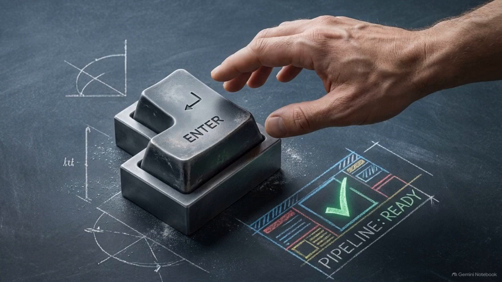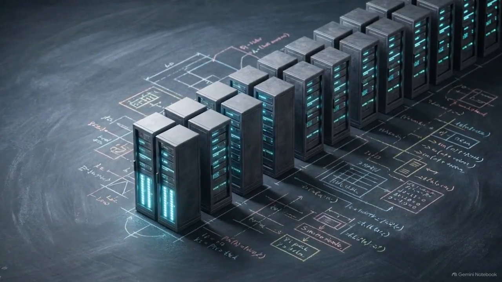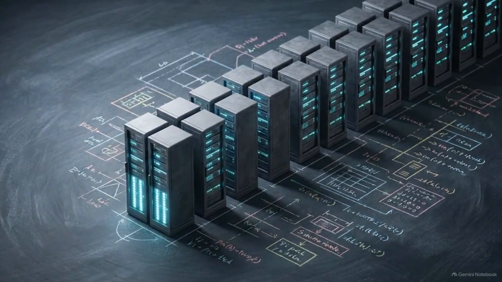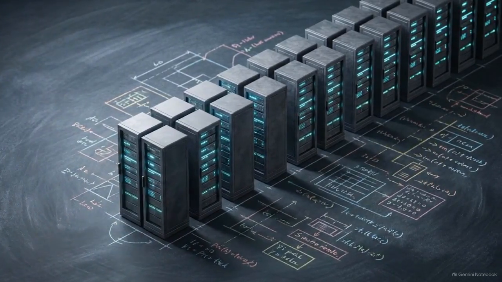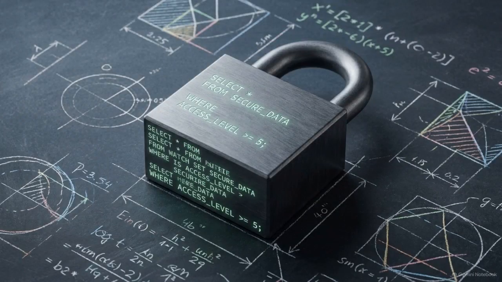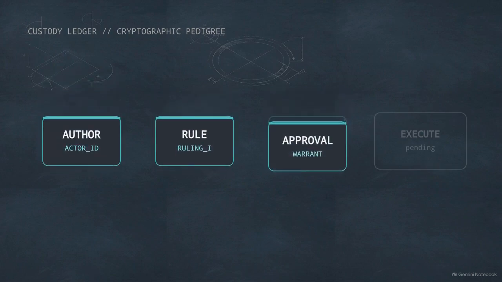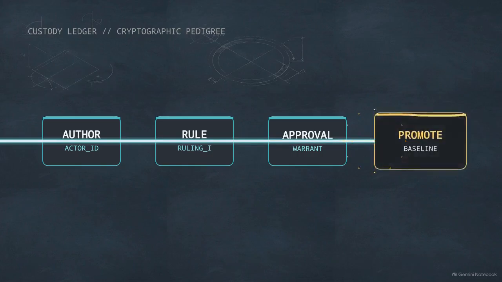In standard software engineering, a passing unit test grants permission to merge code. In a formally governed architecture, a passing test grants nothing. If a code mutation violates the established architectural law, the system halts entirely. Code that functions correctly is meaningless without cryptographic custody. The system demands an unbroken chain of evidence, verifying exactly who authorized a change and under what specific rule, before that code is permitted to run.